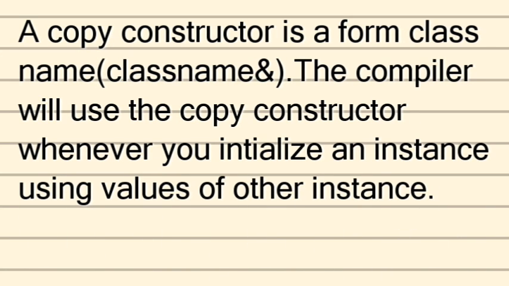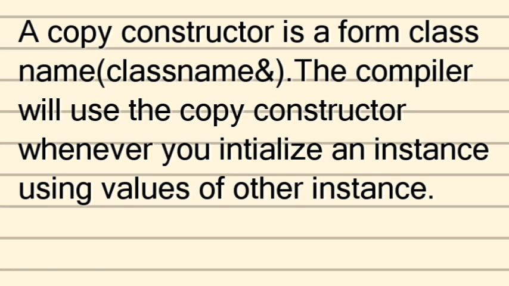As the definition says, a copy constructor is of the form ClassName. The compiler will use the copy constructor whenever you initialize an instance using the value of another instance. So basically the copy constructor is used to create a copy of a particular object, pass that object into another object, and initialize that particular value. Now why do we need a copy constructor? Meaning, when is a copy constructor called and why do we need it?